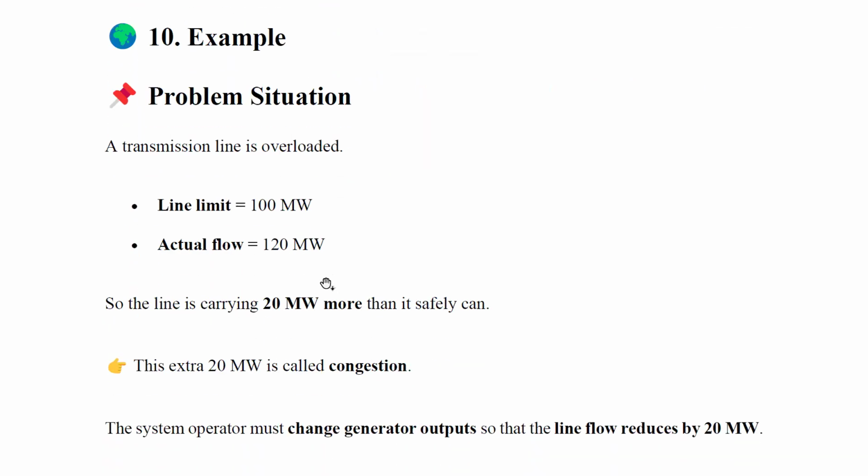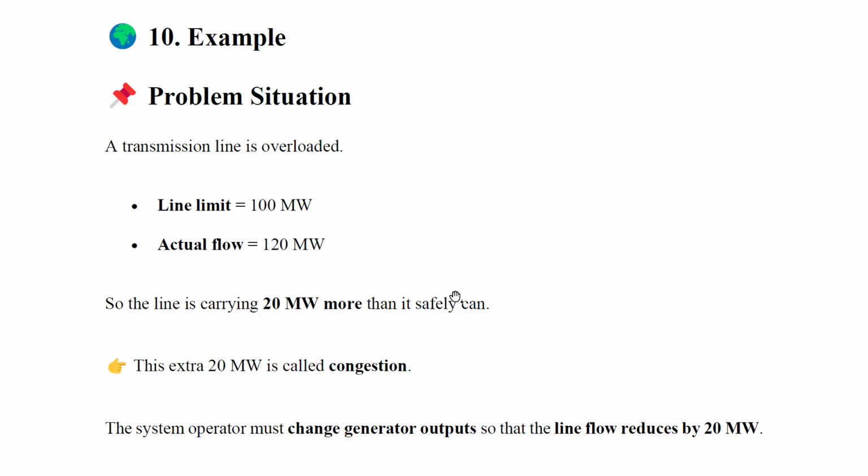Next, a small example to understand congestion management in a better way. Say a transmission line is overloaded. The line limit is 100 megawatts, but the actual power flow is 120 megawatts. So the line carries an extra 20 megawatts beyond the safety limit. This extra 20 megawatts is called the congestion.